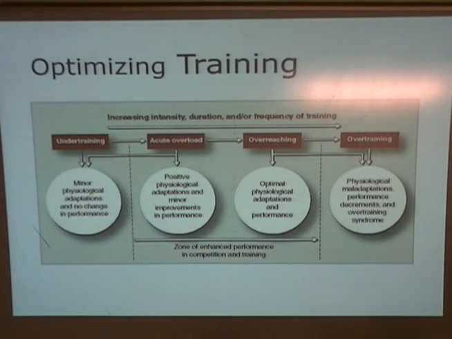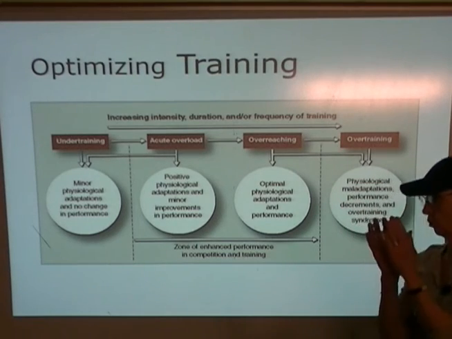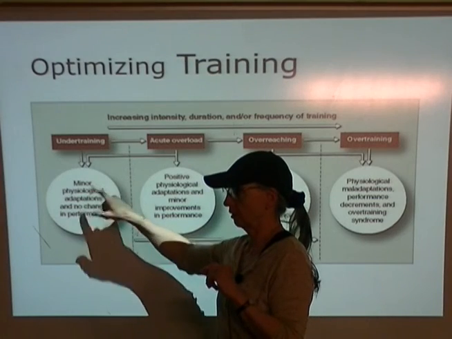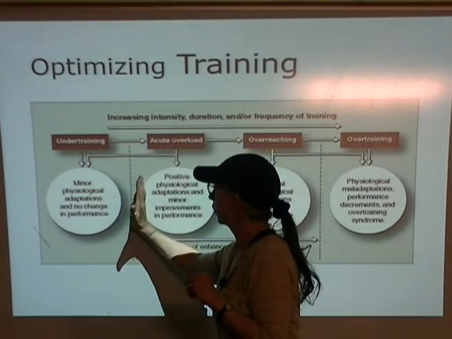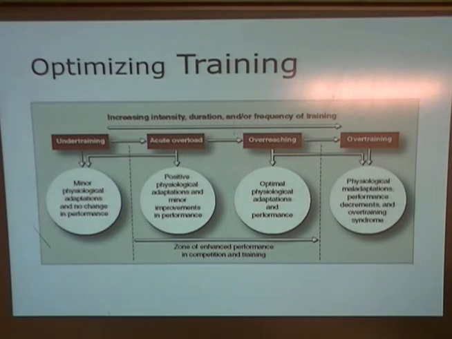Okay? In the overreaching phase, we have to be really, really careful, because here we deliberately overload, but we don't provide the rest period. So this overreaching phase has to be very short. And then you cycle back to an undertraining phase, or to a low level of your acute overload phase, depending on your periodization program. Right?